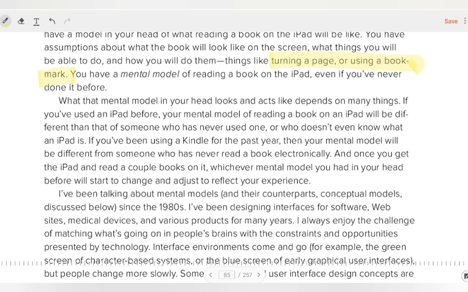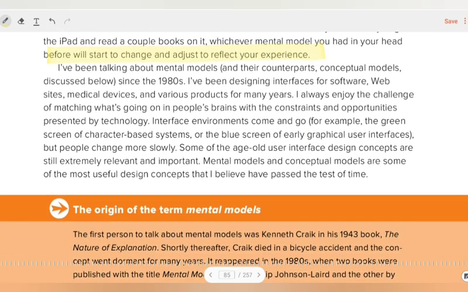If you have used an iPad before, your mental model of reading a book on iPad will be different than that of someone who has never used one or who doesn't even know what an iPad is. If you have been using a Kindle for the past year, then your mental model will be different from someone who has never read a book electronically. And once you get the iPad and read a couple books on it, whichever mental model you had in your head before will start to change and adjust to reflect your experience. I've been talking about mental models and their counterparts, conceptual models, discussed below.